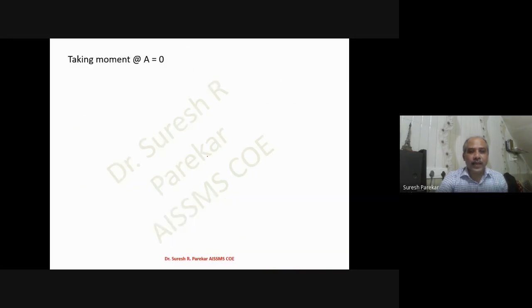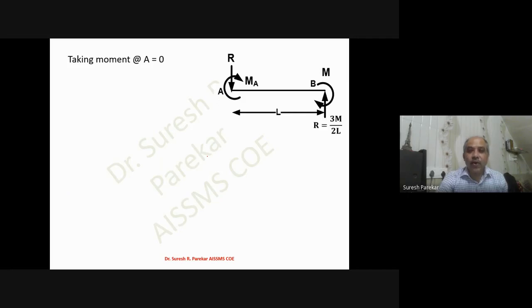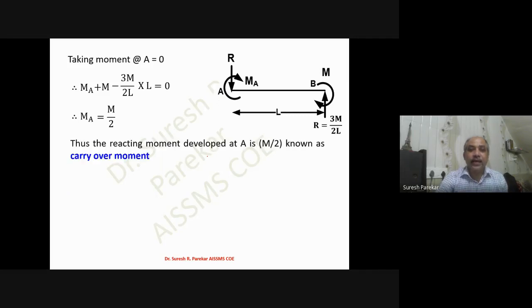So taking moment about A, we are going to get the value of MA. We are now interested in the value of MA because we have support A as a fixed support. So MA clockwise, M clockwise, and due to R we have anticlockwise. And that will give me the value M by 2. So whatever M we have applied at B, M by 2 will be developed at A. Thus the reacting moment developed at A is M by 2, known as the carryover moment.